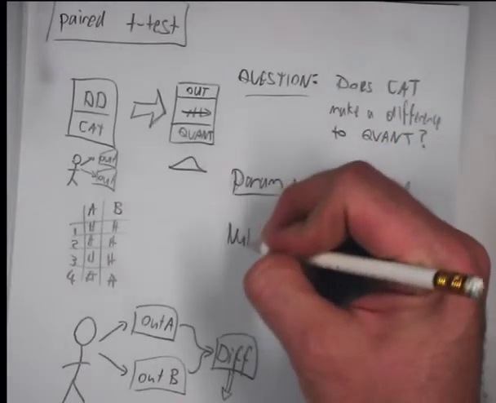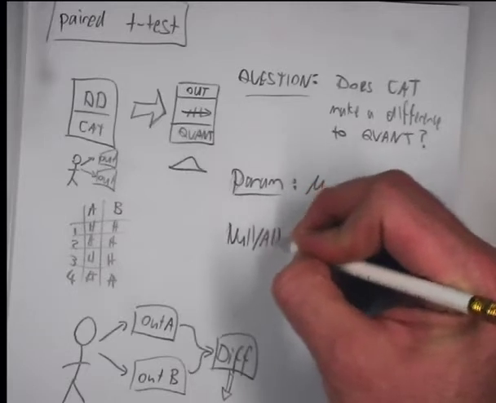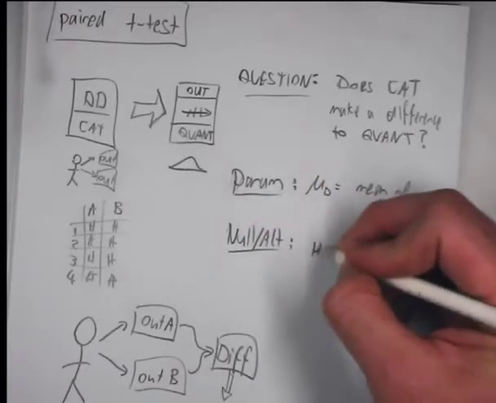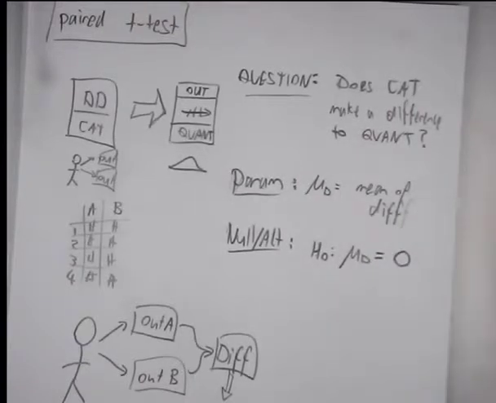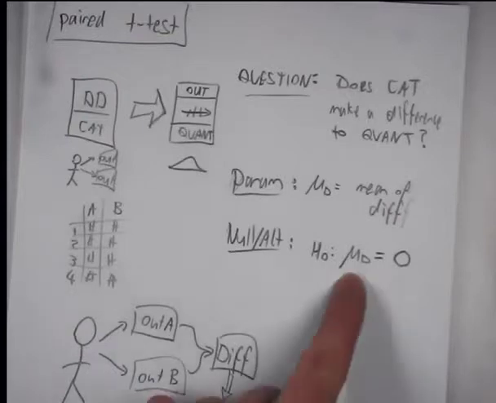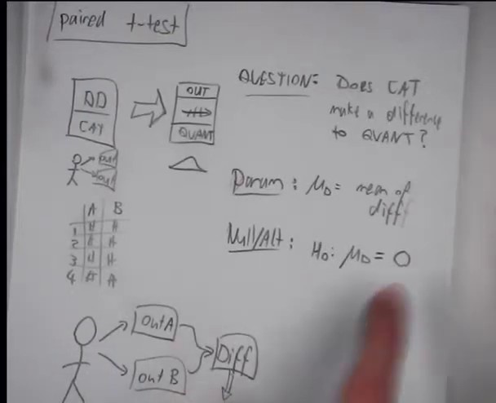The null and alternative. Normally, you can put any number in that spot, but for a paired t-test, you are specifically interested in whether there's a difference or not. Okay, so if there's no difference, the average difference will be 0, because there's no difference.